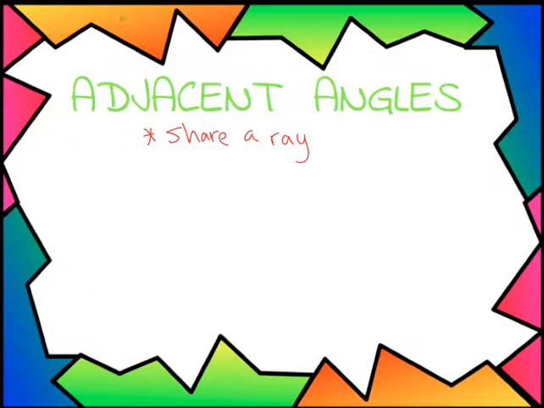So for that reason, it's important that they have the same vertex, because if they don't have the same vertex, they can't share a ray. So they have the same vertex, that's the second thing. And the third thing is that they do not overlap.